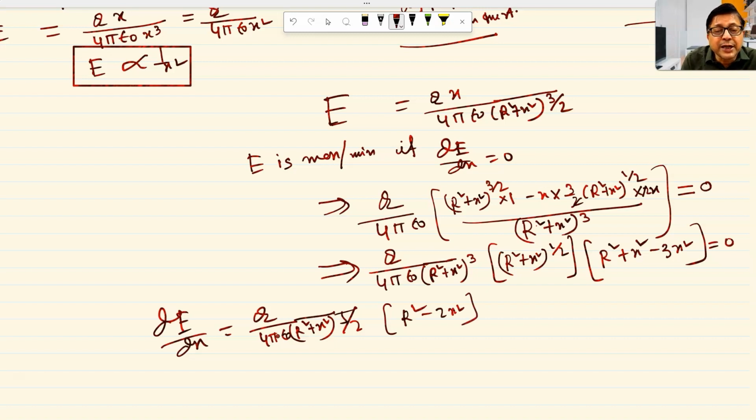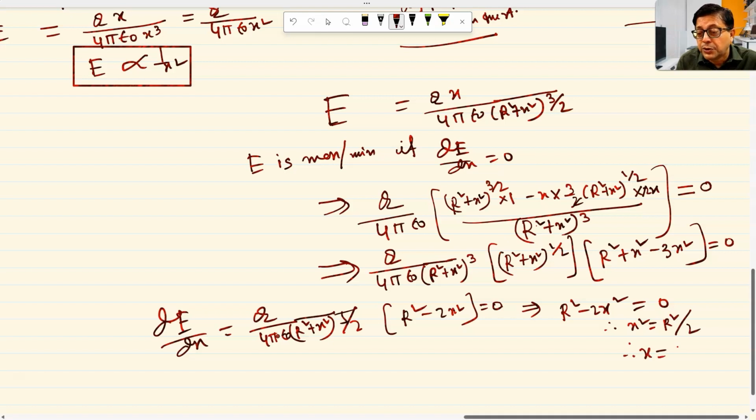See, this portion can never be equal to 0. This portion can be equal to 0, because r square minus 2x square equal to 0. So this implies r square minus 2x square equal to 0. So x square is r square by 2. So x is plus minus r by root 2. Both are valid. What plus, what minus?